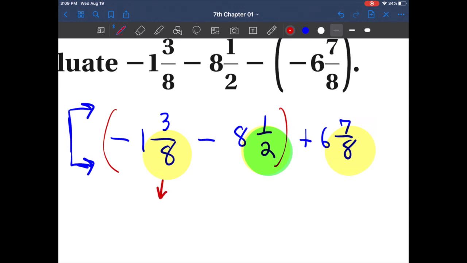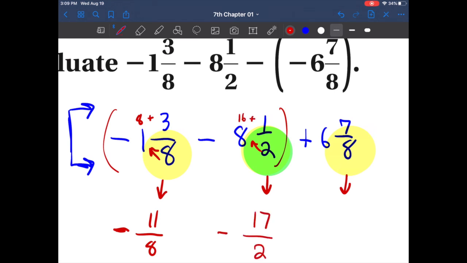Well, we're going to need to multiply some things. What I really want to do is turn these into improper fractions. It just makes it so much easier for me to multiply or add when I have improper fractions. So let's do that right now. 8 times 1 is 8. 8 plus 3 is 11. So we have 11 over 8. Remember, that is a negative. We now have 2 times 8 is 16. 16 plus 1 gives us 17 over 2. Remember, that's also a negative. And now we have 8 times 6, which is 48. And then 48 plus 7 is going to give us 55 over 8. And that is a positive.